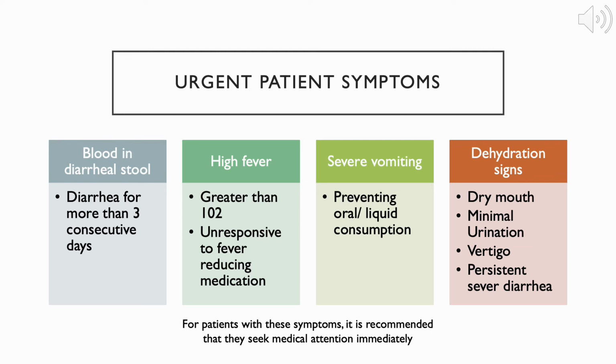With urgent symptoms, it is recommended that they seek medical attention immediately, such as blood and diarrheal stool, as well as diarrhea for more than 3 consecutive days, a high fever meaning one greater than 102 degrees Fahrenheit, and that is unresponsive to fever-reducing medication, such as Tylenol. Severe vomiting, which is preventing all oral and liquid consumption, as well as dehydration signs, to include dry mouth, minimal urination, vertigo or dizziness, and persistent severe diarrhea.